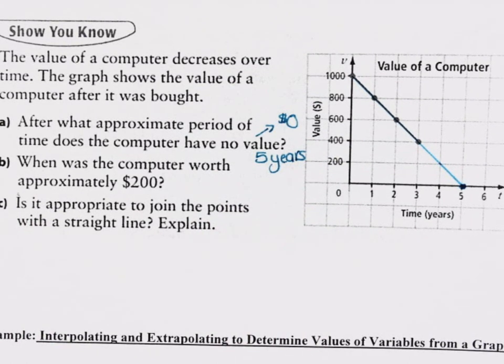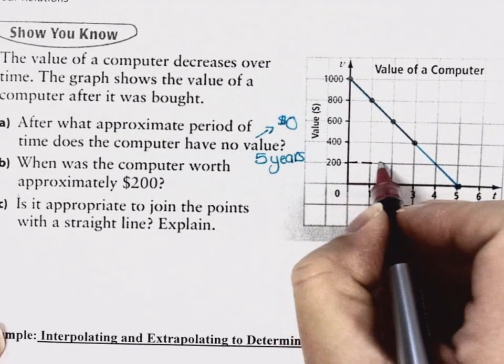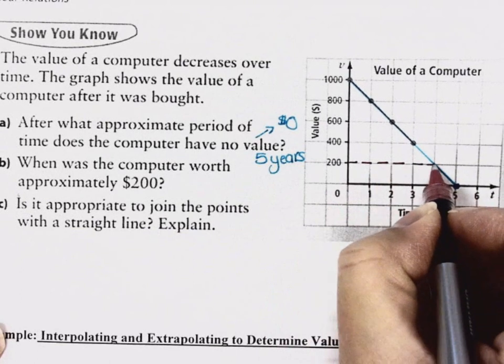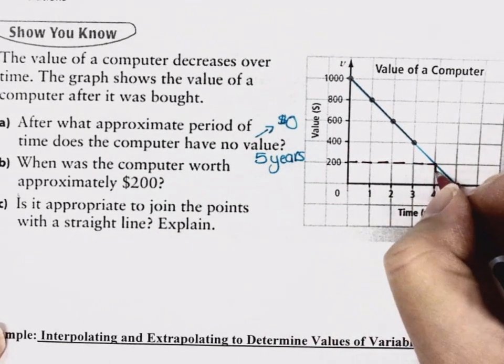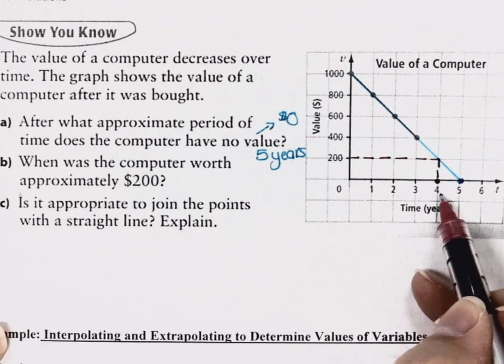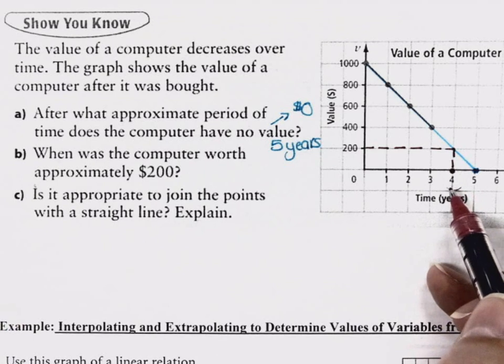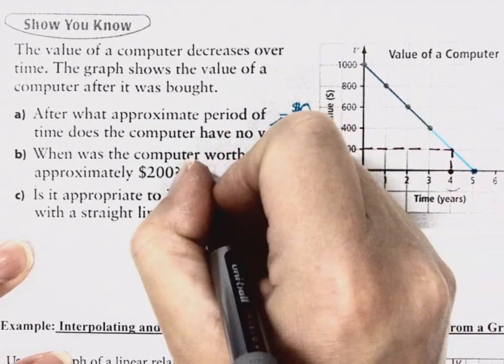When was the computer worth $200? When should I have sold my computer? So we're going to go to the 200 mark. We're going to go over to our line. When we hit the line, we're going to go down. So what year should I have sold it for $200? 4. I waited too long.